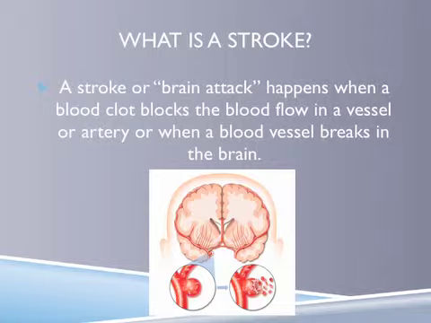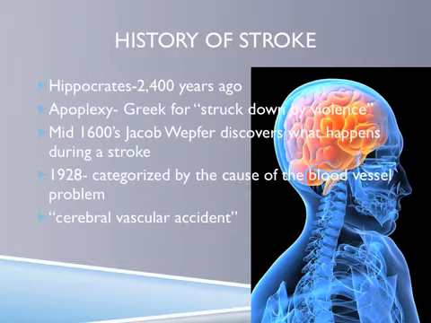How a stroke patient is affected depends on where the stroke occurs in the brain and how much of the brain is actually damaged. Second, I wanted to go over the history of a stroke. About 2,400 years ago, Hippocrates, the father of medicine, first recognized stroke. At this time, stroke was called apoplexy, which means struck down by violence in Greek. This was due to the fact that a person developed sudden paralysis and change in well-being.